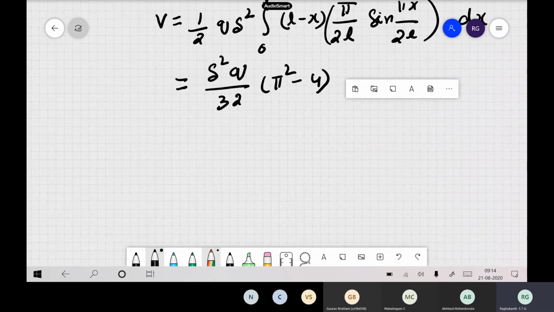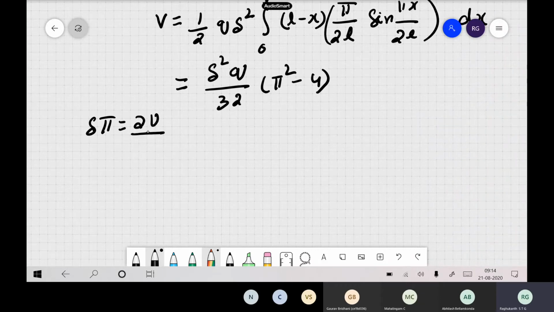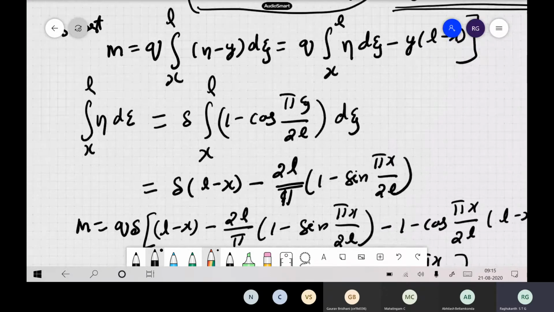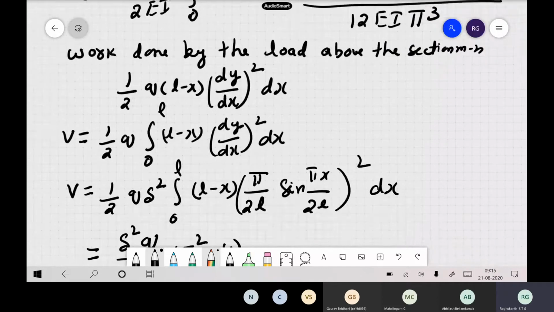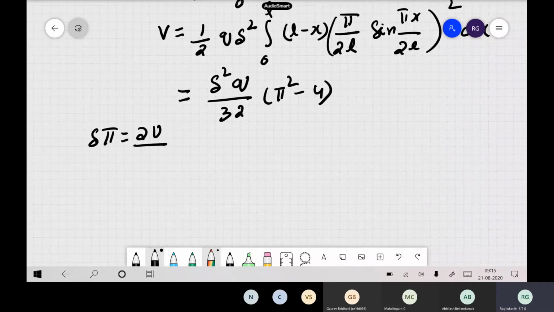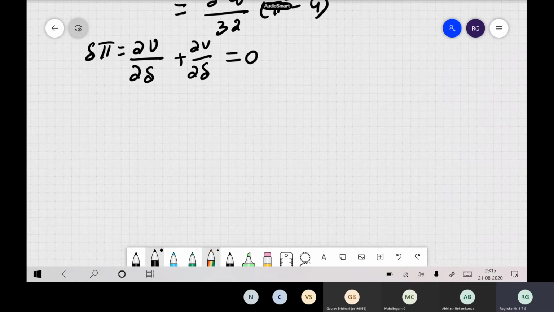Now by virtue of our energy principle, we write dou phi kind of a thing. What is the variable here? We have assumed that eta is equal to this and y is equal to this. So for any arbitrary delta, this has to hold. So when you do this, the derivative of dou U with respect to dou delta and dou V by dou delta has to be equated to 0. So you differentiate this and then solve for this, which is q.